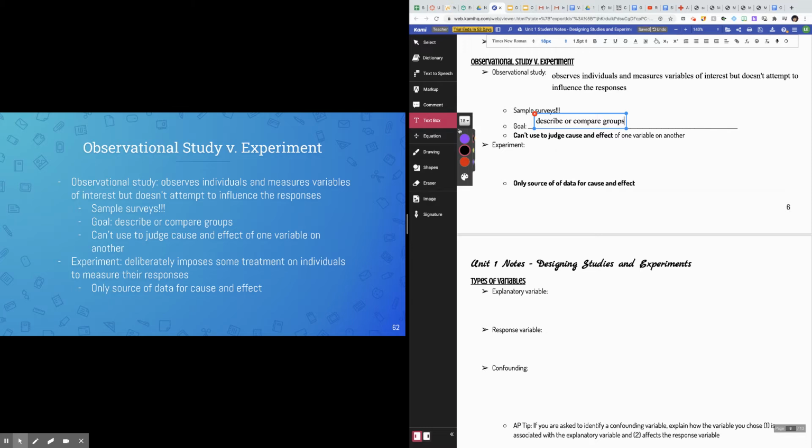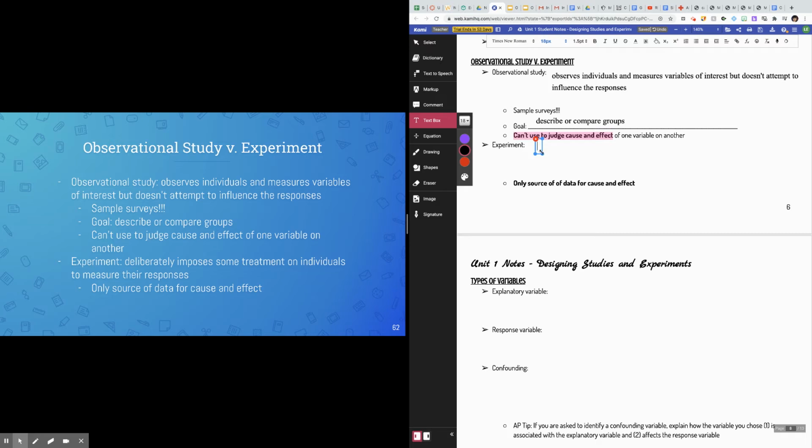The key thing here, it's very important, is that you cannot judge cause and effect of one variable on another in an observational study. You cannot do that, right? Because you as the statistician are not actively changing one variable and measuring its effect on another variable.